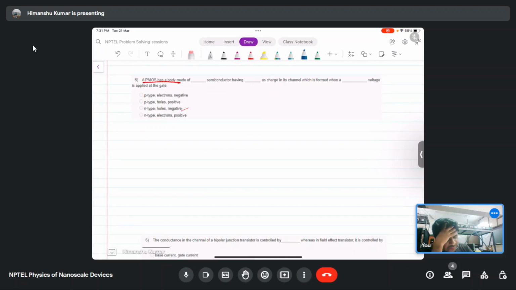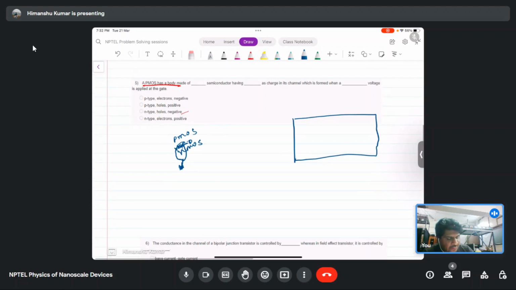Let me give you a brief overview of the MOSFET. The terminology PMOS and NMOS basically signifies what the majority carriers in the channel are, the ones taking part in the conduction. Okay, so now let's find out.